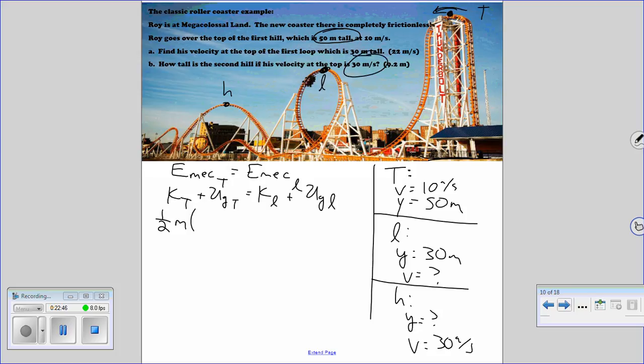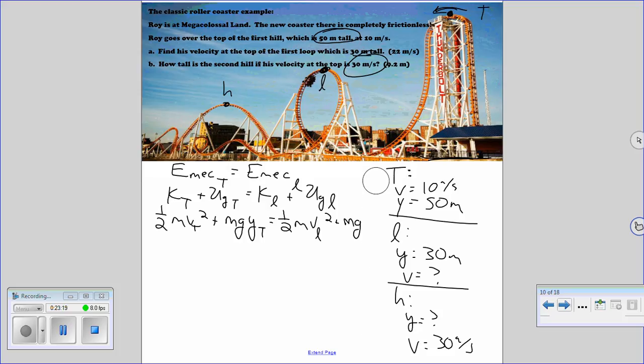Going back over here to my problem, my kinetic energy at the top of that first hill is going to be 1/2 m. Well, let me write this out with letters first. This is going to be 1/2 the mass times the velocity at the top squared plus mass times g times y at the top, right? So that's going to equal 1/2 the mass times the velocity on the loop squared plus mg times y on the loop.